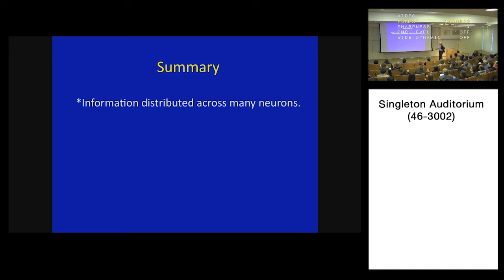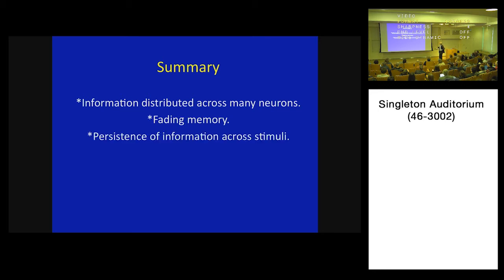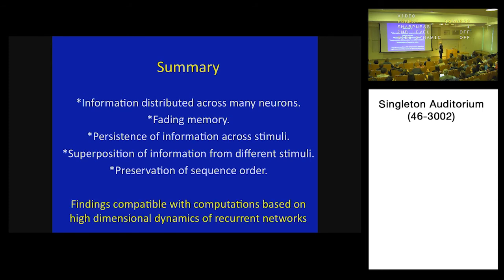So in summary, this experiment showed information is distributed across many neurons because we could retrieve it only by analyzing at least 30 neurons. They were randomly selected. 50 neurons were better than 30, but below 30, classification became difficult. That there is fading memory in this network. Information can persist across stimuli. It can be superimposed, and then one can decode, at a particular moment in time, what the sequence of the stimuli was. Sequence order is preserved, and this is compatible with the predictions that one would derive if computations profited from the high-dimensional dynamics of recurrent networks.